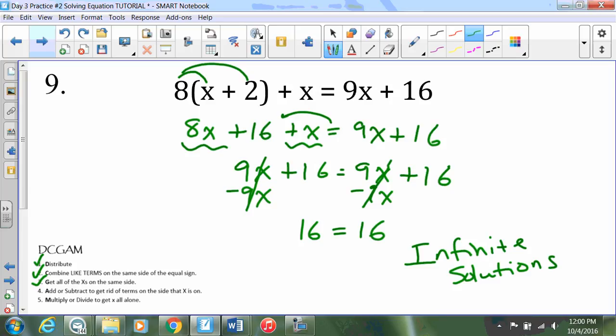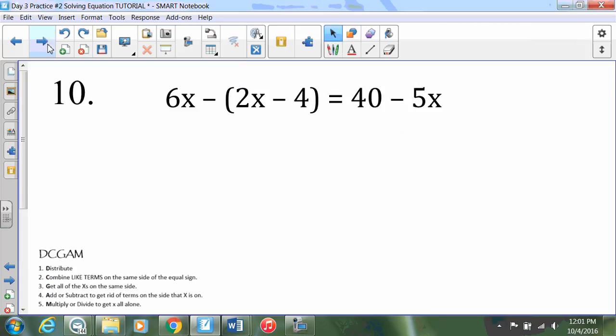All right, so if you notice, we've been using the DCGAM: distribute, combine, get all the x's, add or subtract, multiply or divide. We've been using that for every single problem. And I think it's very helpful for students. You need to make sure that you've memorized the 5 steps. I use the acronym DCGAM because you can remember it, but practice really does help with that.